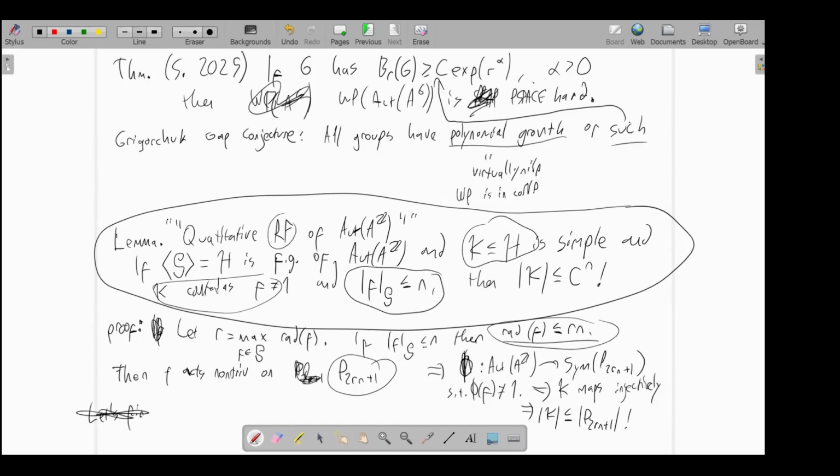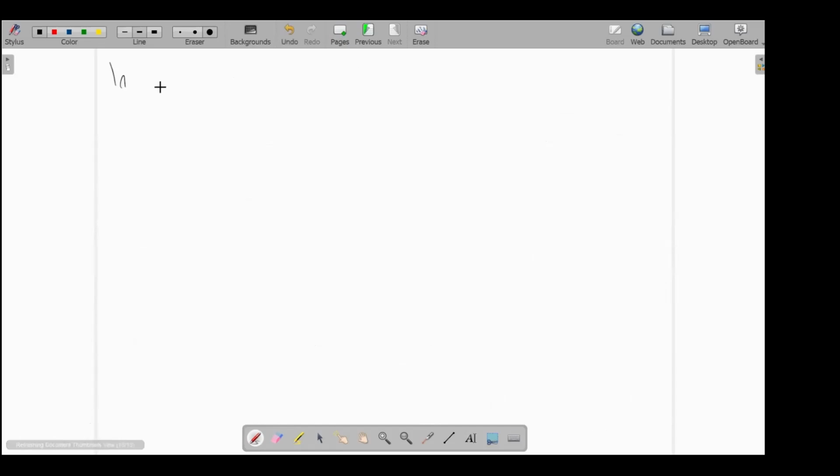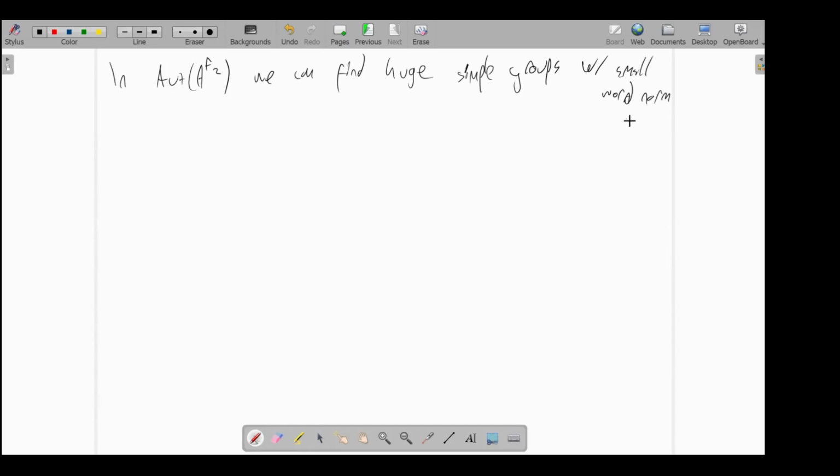So the punchline is that in the automorphism group of A to the F2, we can find huge simple groups with small word norm elements. I don't know if I will have time to explain how to find them, certainly I will not, but let me tell you the specific theorems I get.